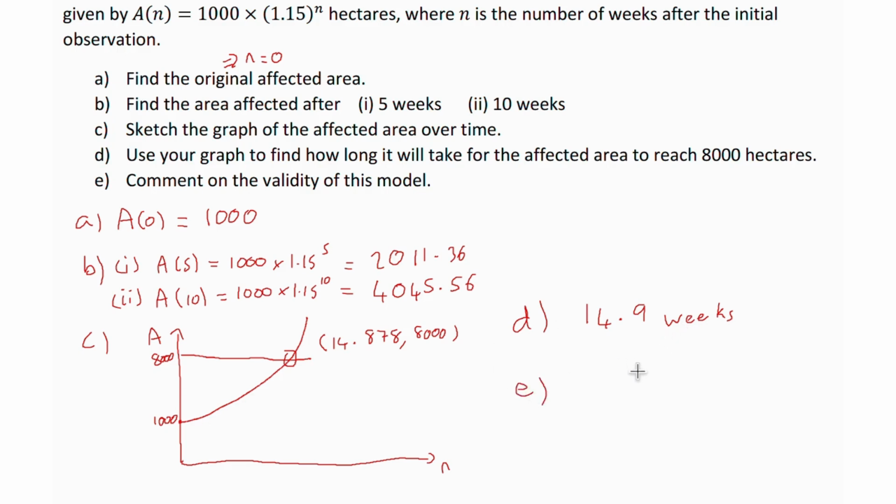E, comment on the validity of this model. This model is going to be valid for a period of time, but eventually it's going to become unsustainable and invalid, because this is just going to keep getting bigger and bigger and bigger. And that's just not realistic, because at some point the population of grasshoppers is going to stop increasing. It cannot increase infinitely forever.